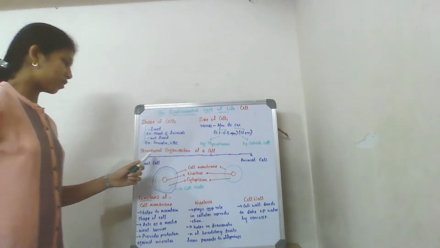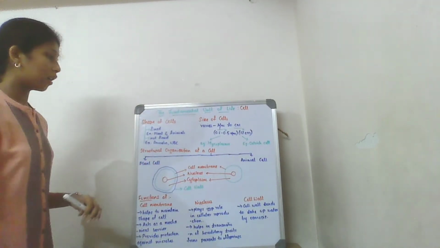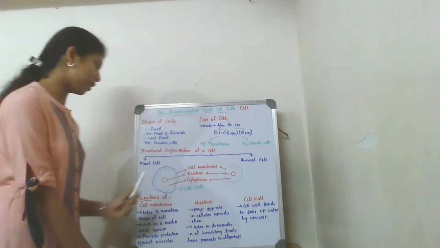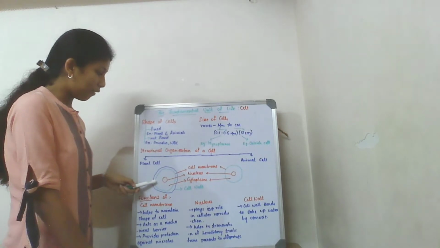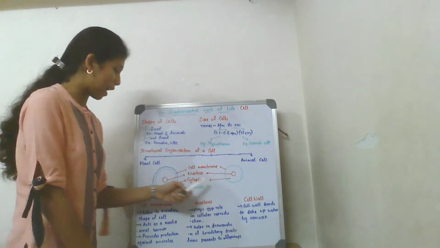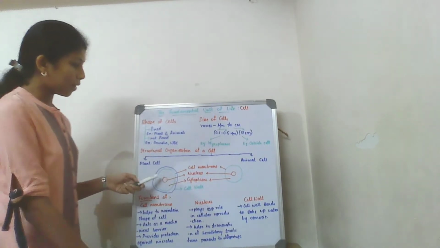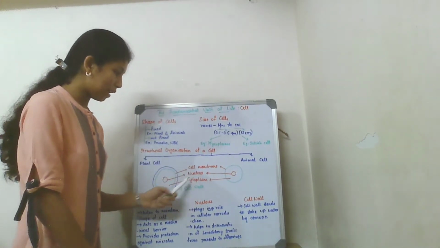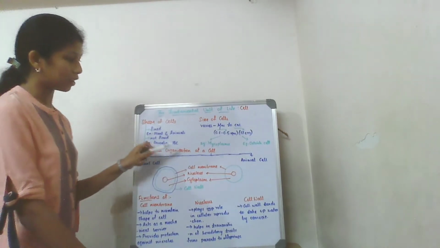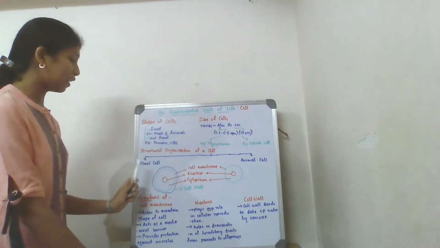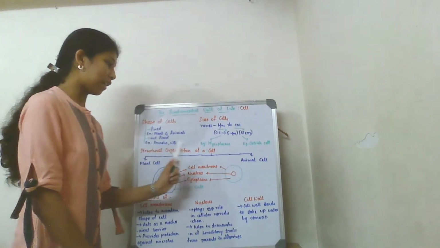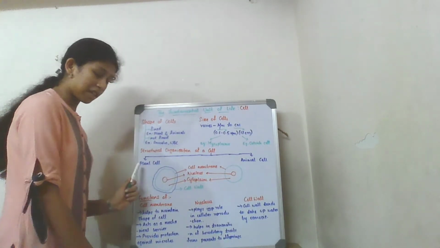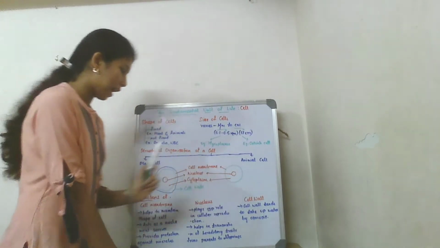Now coming to the structural organization of a cell, living organisms are like a plant cell and an animal cell. I have taken the diagram of a plant cell and an animal cell. The common things in plant cell as well as animal cell are cell membrane, nucleus and cytoplasm. You can see it with the red ink. And the non-common thing in plant cell and animal cell is the cell wall. The cell wall is present in plant cell whereas it is not present in animal cell.